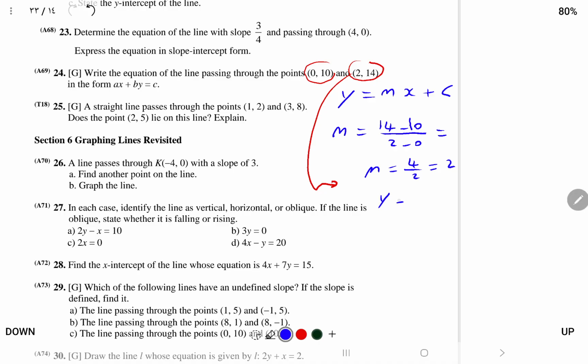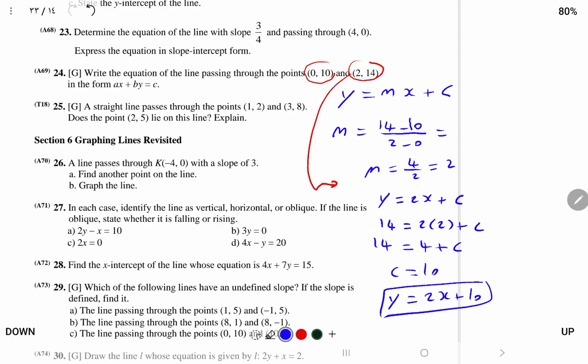So now y is equal to 2x plus c. To calculate c, I will choose the same point (2, 14) and replace it. So 14 is equal to 2 times 2 plus c. Now 14 is equal to 4 plus c. This means c equals 10. This means the equation is y equals 2x plus 10. Like this, we solved question number 24.